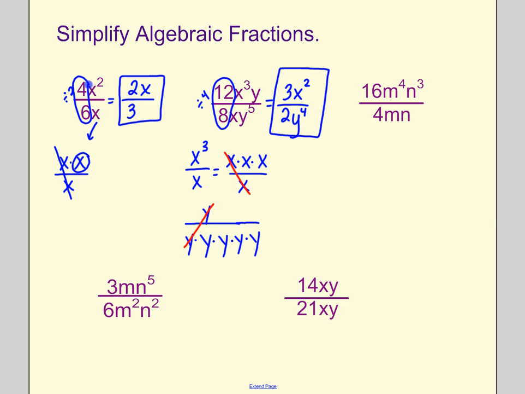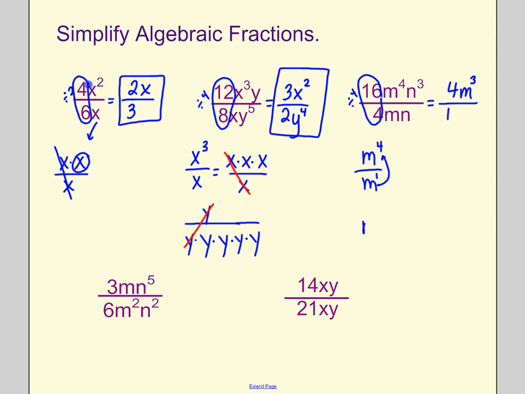Alright, so 16 over 4. 16 and 4, you can divide them both by 4. 16 divided by 4 is 4. Over 4 divided by 4 is 1. Now look at the m's. M to the 4th over m to the 1st. Another thing you could do is, you know that this 1m is going to cancel out one of those. Well, if you had 4 of them and one of them gets canceled away, that leaves you with 3 of them. So m to the 3rd power.